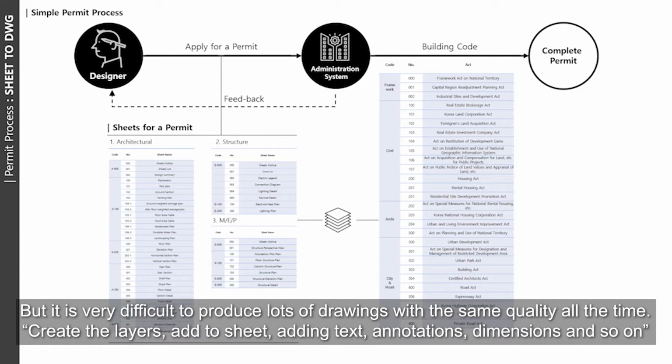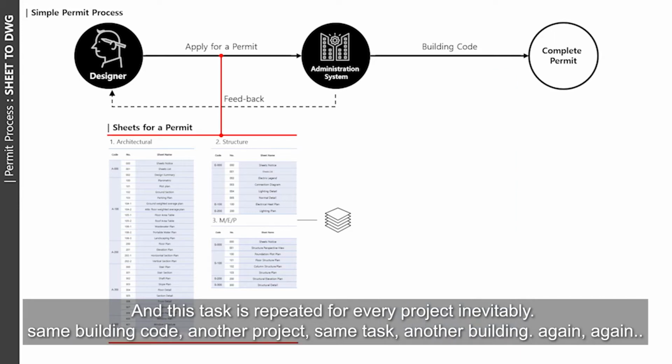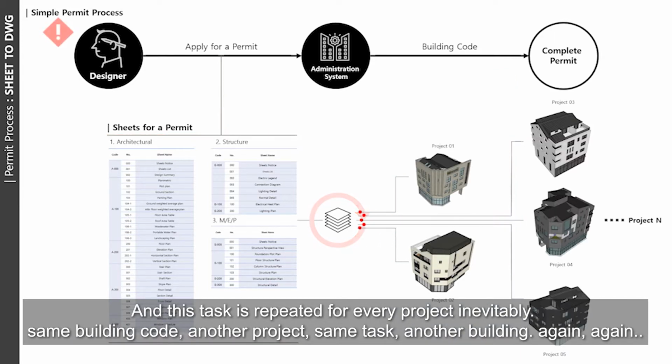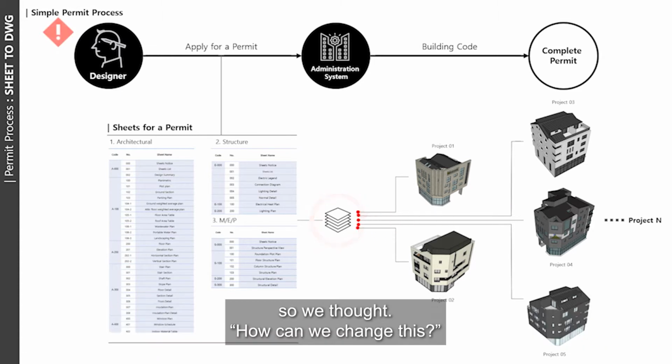Create the layers, add to sheet, adding text, annotation, dimensions, and so on. And this task is repeated for every project inevitably. Same building code, another project, same task, another building, again and again. So we thought about how we can change this.